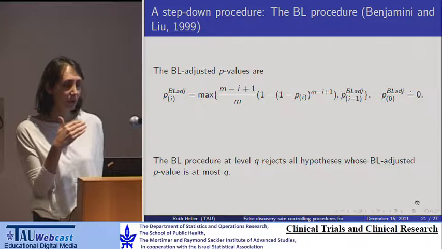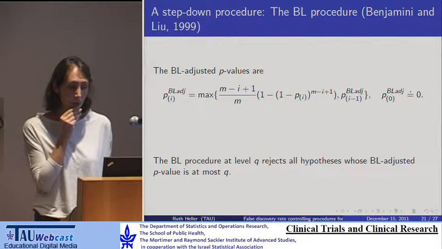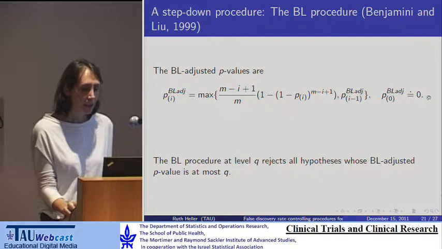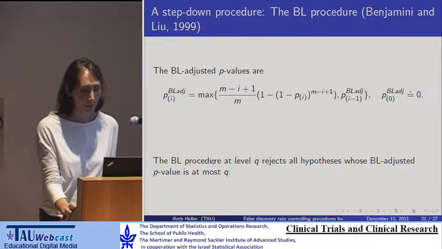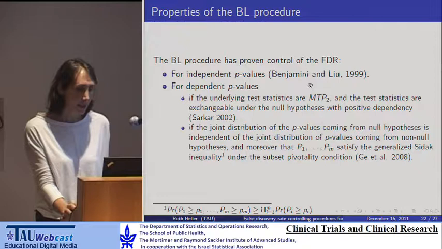These were adjustments for the step-up FDR procedure. Another procedure is the step-down procedure of Benjamini and Liu in 1999. I'm going to refer to it as the BL procedure. The BL adjusted p-values are these. Basically, the BL procedure at level Q rejects all hypotheses whose BL adjusted p-values are below this level Q. And it has nice properties as well.